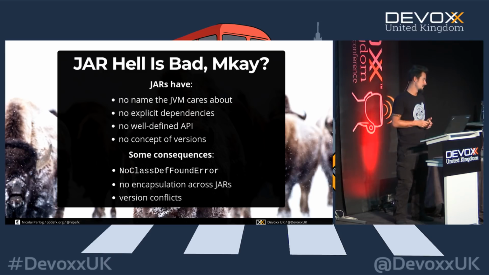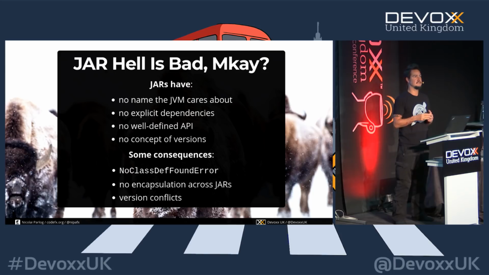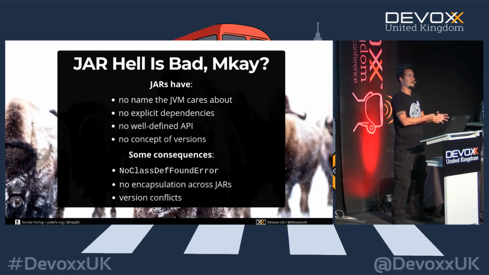Usually we call them jar hell, which is the problem. The underlying problem is that jars did not have a name that the JVM really cared about. We didn't have explicit dependencies. A jar depends on other jars. We know that, but the JVM doesn't know that. And a jar could not really have its own public API. Every public class is public within the entire JVM. So there's no way for a jar to say this is public within the jar, but not outside the jar.